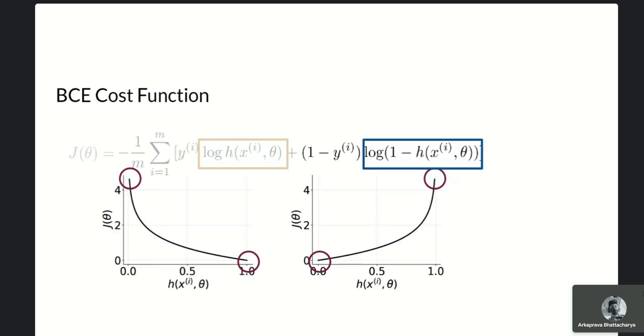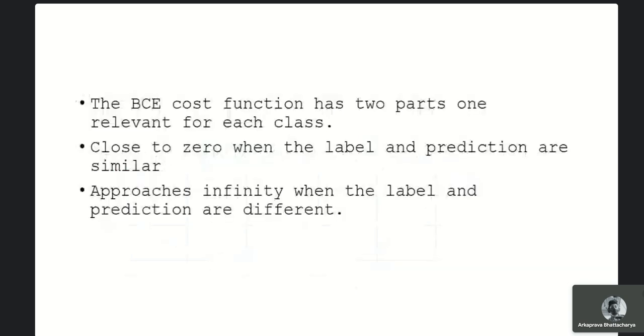So in both the cases, whether we provide our discriminator with a real image or a fake image, if the prediction is close to the actual label of the image, the loss function will be near to 0. And if the prediction and the actual label are far from each other, then the loss function will approach infinity. So we can see that the BCE cost function has two parts, one relevant for each class. It is close to 0 when the label and prediction are the same, and it approaches infinity when the label and prediction are different.